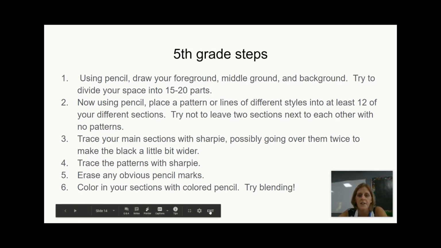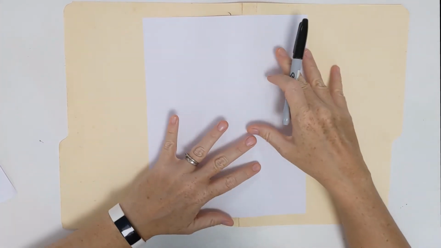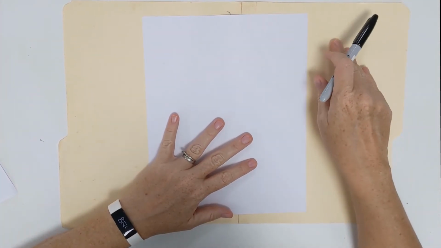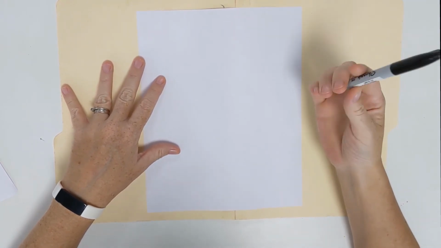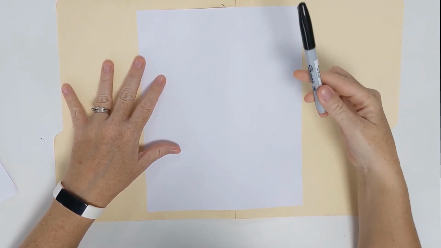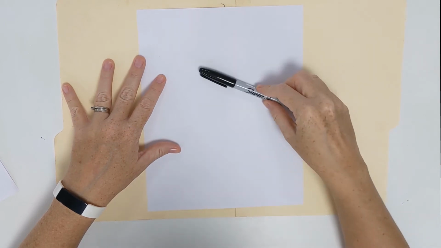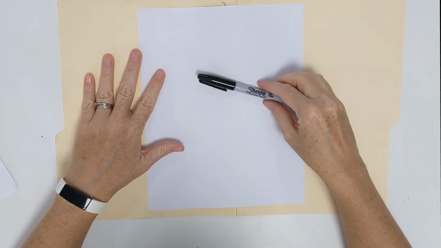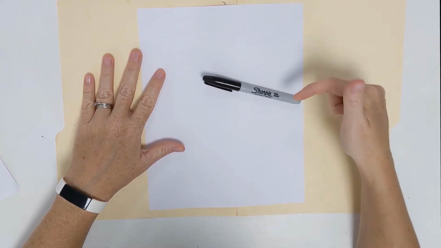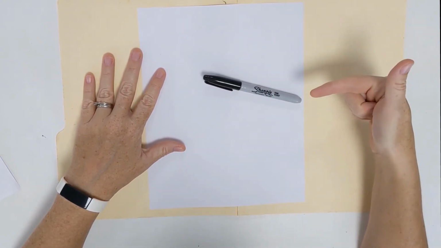So let's get started. What you're going to need for today is just a white piece of paper, something to go under it so that it doesn't go through onto your table, and then you're going to need a Sharpie. And if you don't have a Sharpie, you probably should go out and get one because we're going to be using a lot of Sharpies, and if you're working at home and you're going to be for a few weeks, you might need a Sharpie for the next art class also.